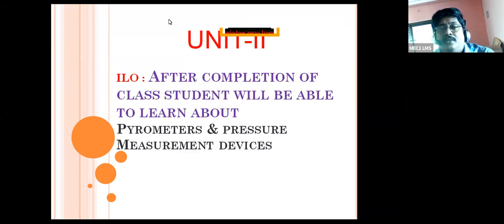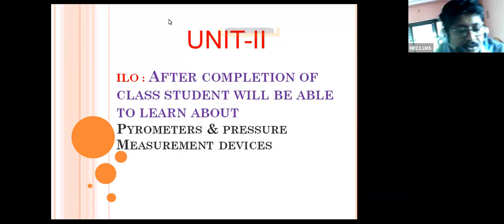Then we also discussed the bimetallic sensors. Two metals having different temperature coefficients expand differently when exposed to temperature. Thereby, we can use them for on and off devices. For example, I told you about the automatic iron box: we can shut off the power and switch it on automatically with the help of these materials, because the expansion coefficients of the two metals differ.